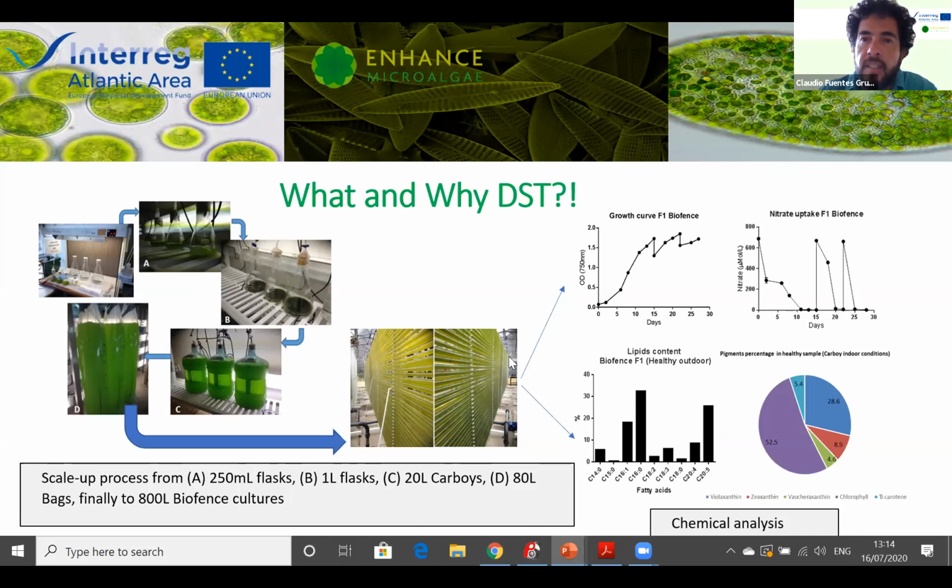And when you are at this stage, you can collect all the data regarding the growth rate, for instance, in this case using optical density and nitrate uptake, and then as soon as you harvest, you have to process the biomass in order to know the lipid content, for instance. So this is a really expensive and slow way to do this. And that is why DST is a good option, and I would encourage all of you to try and use this DST tool that we are providing for free in this Enhanced Microalgae project.